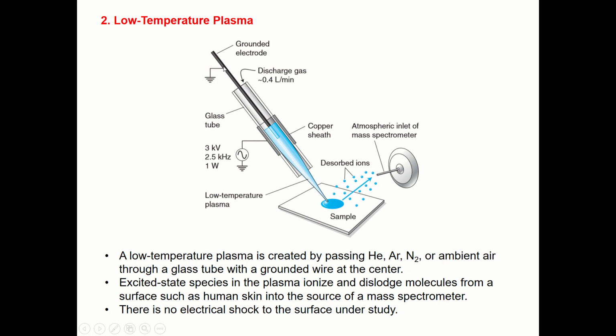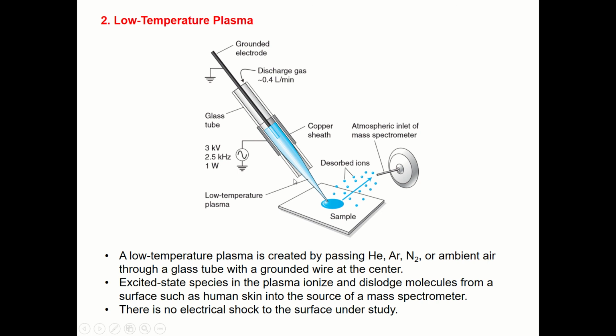And another technique is low temperature plasma. By plasma, we usually think of very high temperature, but this is done at low temperature. Low temperature plasma is created by passing helium, argon, or nitrogen or ambient air through a glass tube. This is a glass tube with a grounded wire at the center. You see the glass tube, and then the grounded electrode at the center.